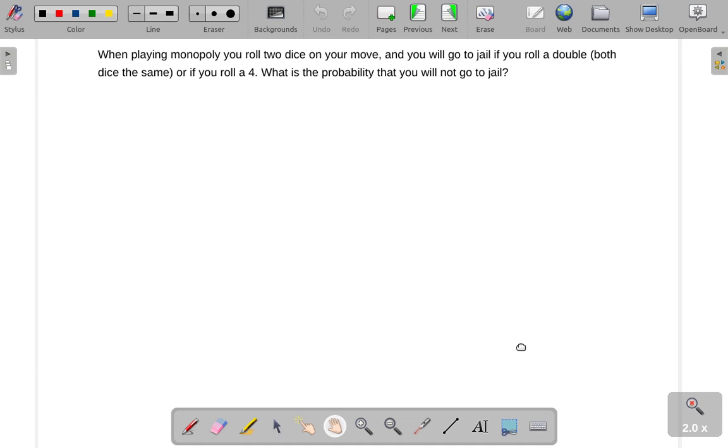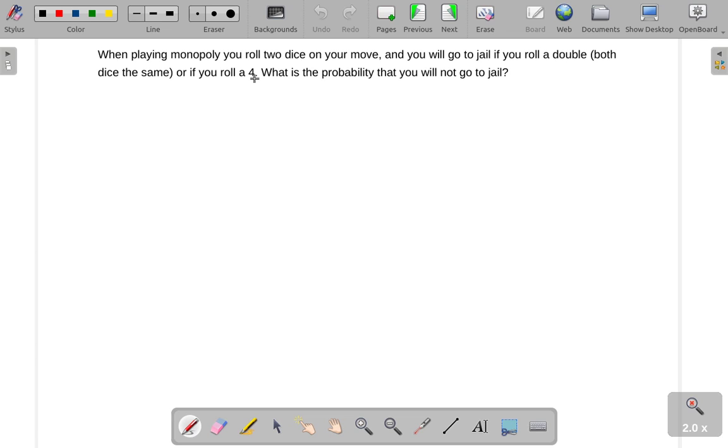When playing Monopoly, you roll 2 dice on your move. The situation you're in is that you're going to go to jail if you roll a double. You've already rolled 2 doubles, and if you get 3 doubles in a row, they end up sending you to jail for speeding. What I mean by double is rolling both dice the same. So you're going to go to jail if you roll a double.